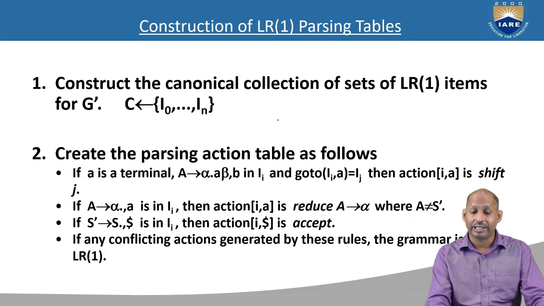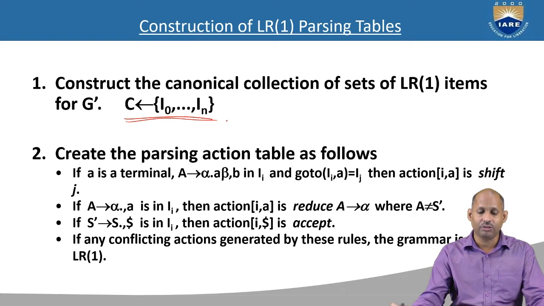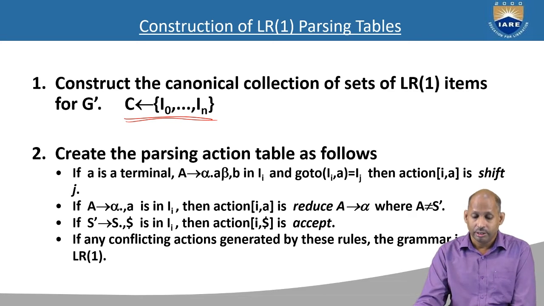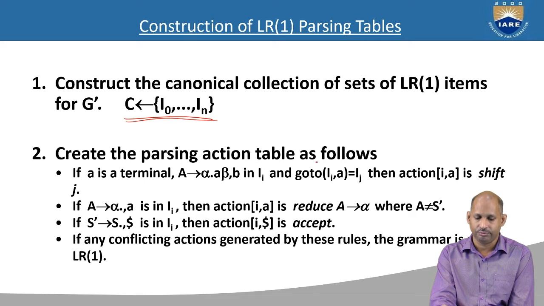Construct the canonical collection of sets of LR(1) items for G. Here C equals I0 to In. This group construction we have discussed in the last class, where we constructed the groups I0 to In. Then, create the parsing action table as follows.